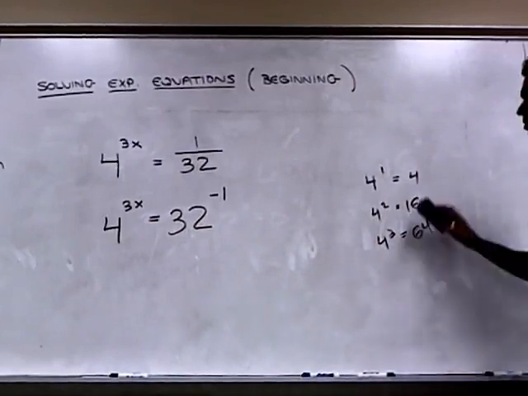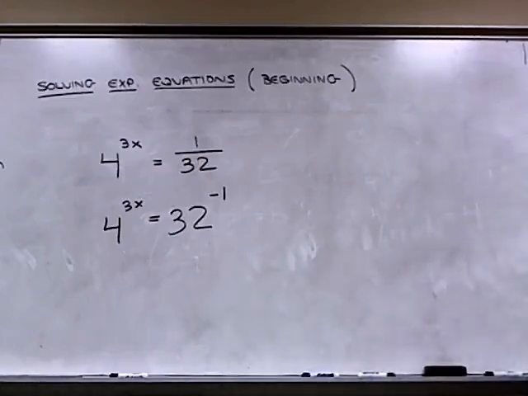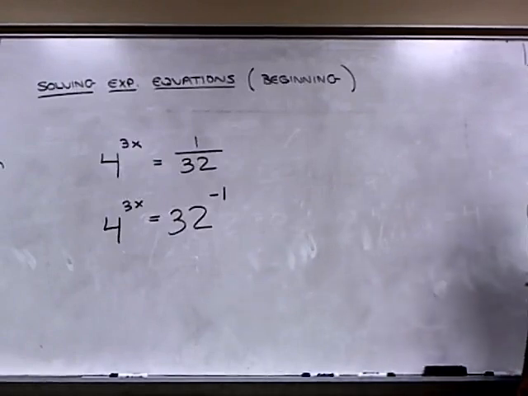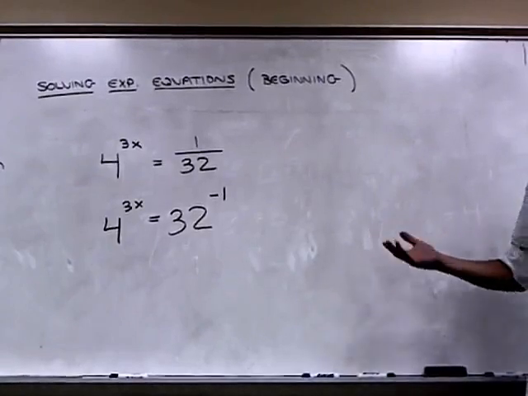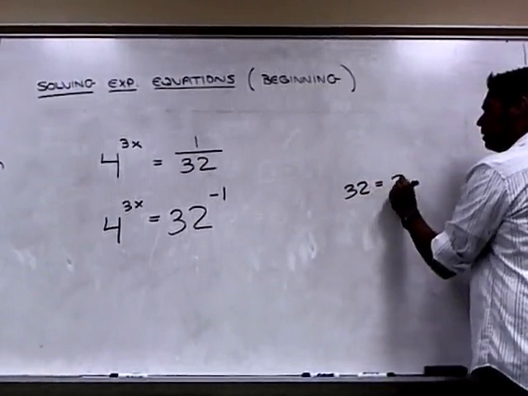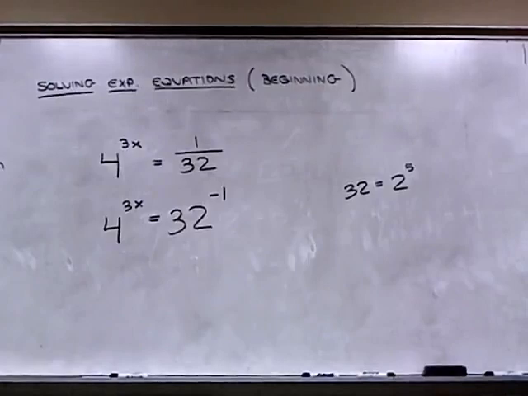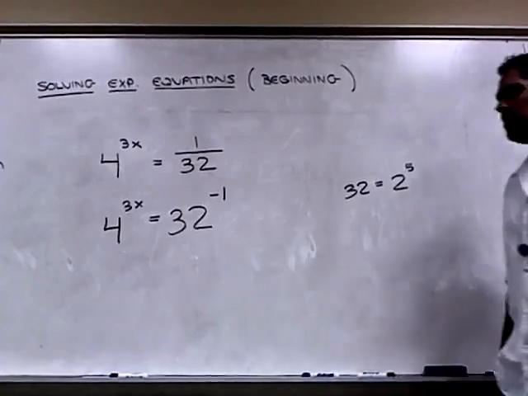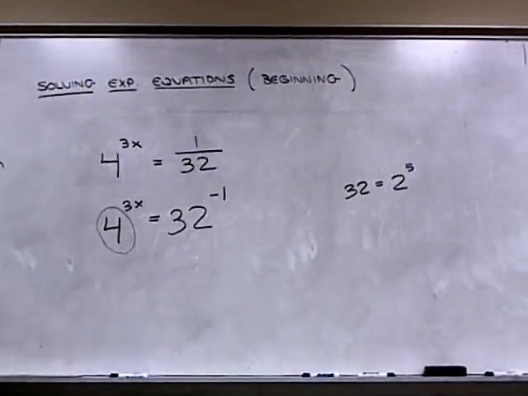Do you recognize 32 as something, though? It is a power of something. What is it? 32 is a power of what number? Think about your megabyte computer thing. Isn't that a power of 2? So 32 is 2 to what power? 2 to the 5th. Do you all agree with that? Now over here on this side, that 4, is that a power of 2? Yes? It's 2 squared, isn't it?